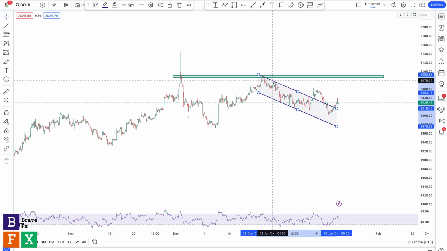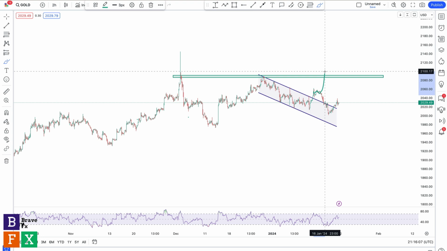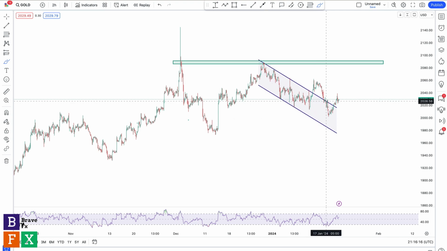So we had multiple touches around this resistance level of the trend of the channel. We had a move to the upside, which acted as a breakout. So we anticipated a consolidation, so something like this, followed by a bullish breakout to the upside. But unfortunately, we did not get a bullish breakout to the upside, aiming for the all-time highs. Instead, we had a pullback to the downside.